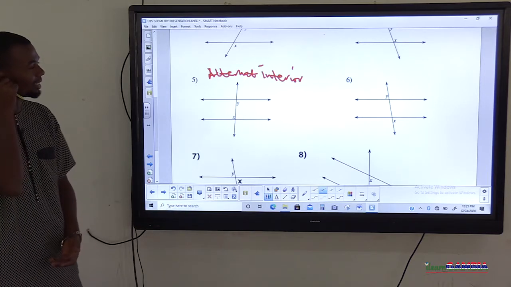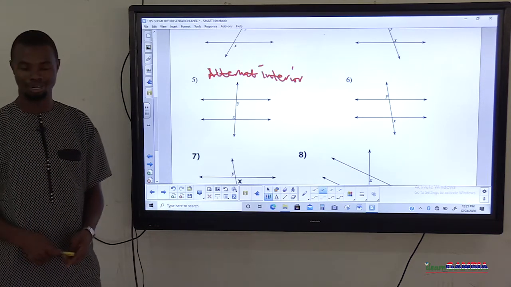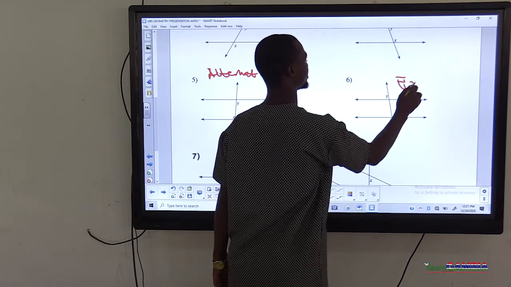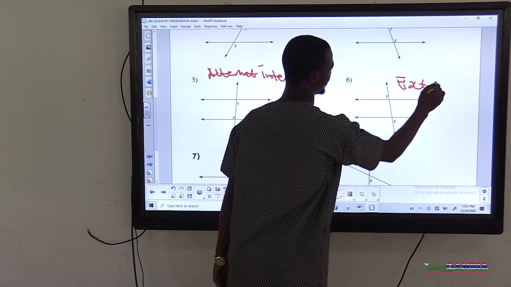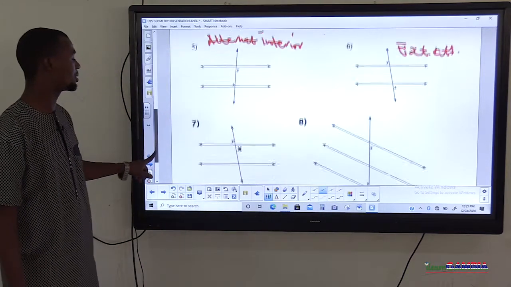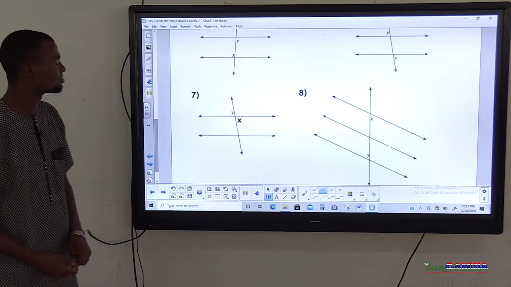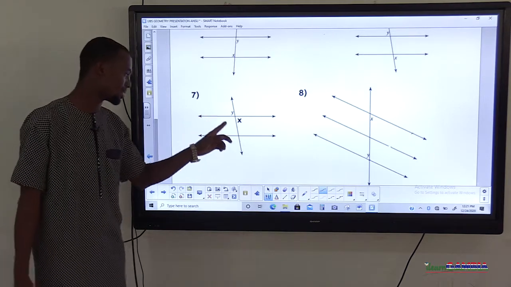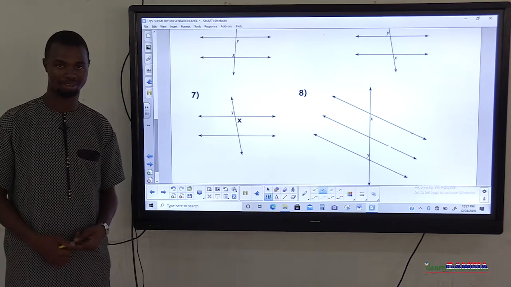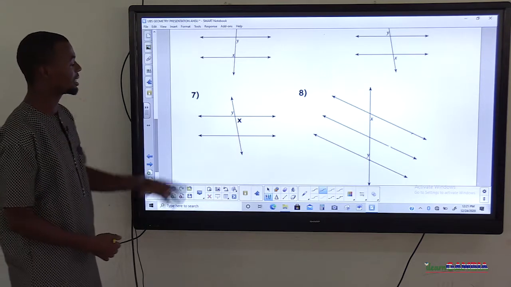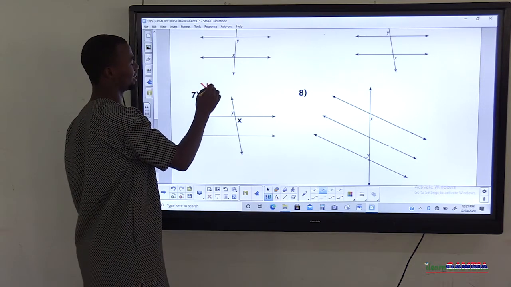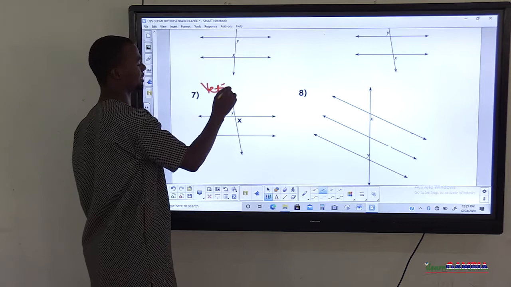Found on different sides of the transversal and non-adjacent, they are called exterior alternate angles. Number 7, angle Y and angle X, they are vertically opposite angles. They are sharing a vertex and are opposite to each other, so they are vertically opposite angles, or vertical pairs.